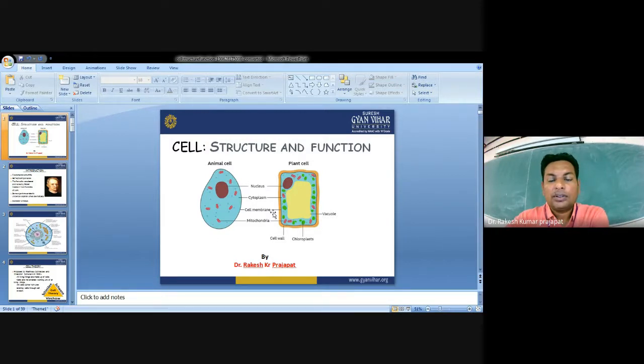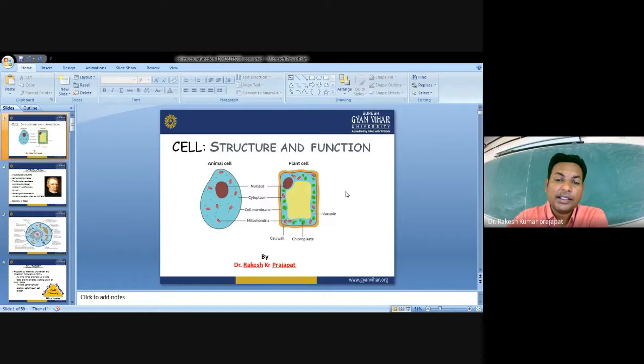Then the cell membrane is present. Inside that, the nucleus is not present in the center. In the center, the vacuole is present. The nucleus is present on one side. And different cellular organelles are embedded in the cytoplasm of the plant cell. This is a generalized structure of the plant cell and animal cell. We just get an idea of how a particular animal or plant cell looks. Now we will discuss them in detail.